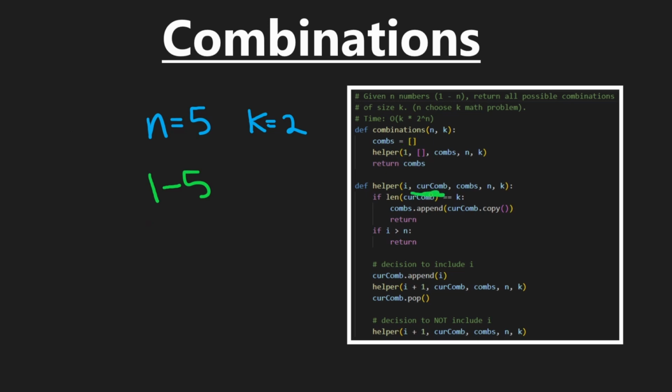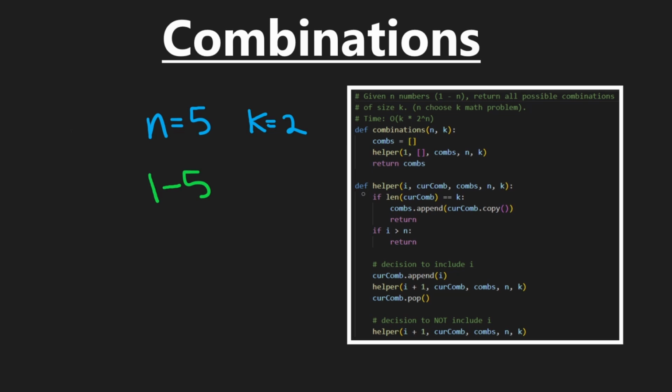And our initial current combination, that's going to be the array that stores what our combination is so far. As we recursively call our helper, comms is going to be the actual result, and that's where we're going to put each individual combination that we're eventually going to return. N is going to be 5 in this example. K is going to be 2. That's the size of the combinations that we're going for.